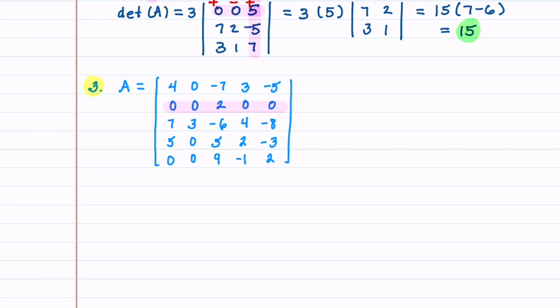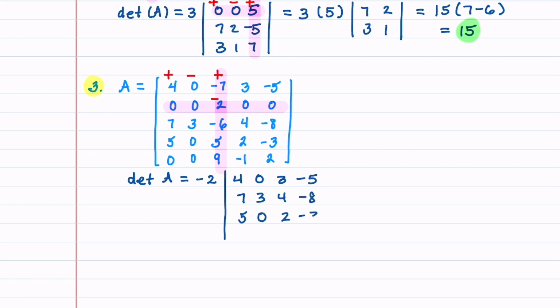We start our sign pattern in the upper left. So this is plus, minus, plus, minus. You can go along any row or down any column to do that plus minus to get to the entry that you need to. Let's now cross out the row and column common to 2, and we're ready to go. Our determinant of A is going to be minus 2, and then we have a 4x4 left over. This is 4, 0, 3 minus 5, 7, 3, 4 minus 8, 5, 0, 2 minus 3, and then 0, 0 minus 1, 2.